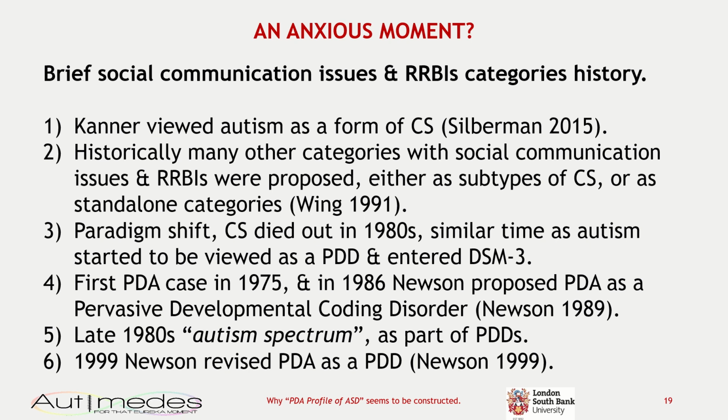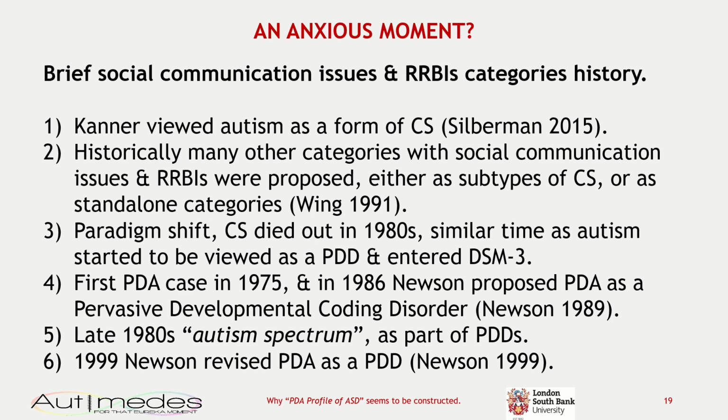Within the late 1980s to the early 1990s, the autism spectrum becomes more broadly accepted and becomes part of the pervasive mental disorders. What I mean by that is, with the adoption of Asperger's syndrome, autism becomes broadened out, and also with pervasive mental disorder not otherwise specified going on. It was only around 1999 that Newton changed her pervasive mental coding disorder group into a pervasive mental disorders grouping, and it goes through another iteration before we get to her 2003 diagram.